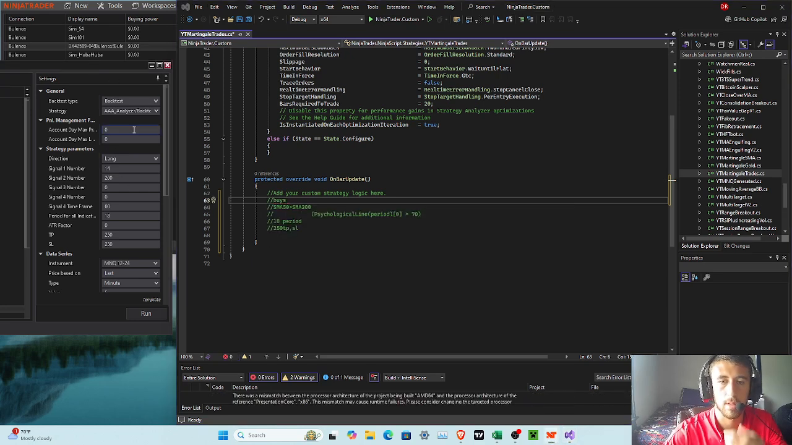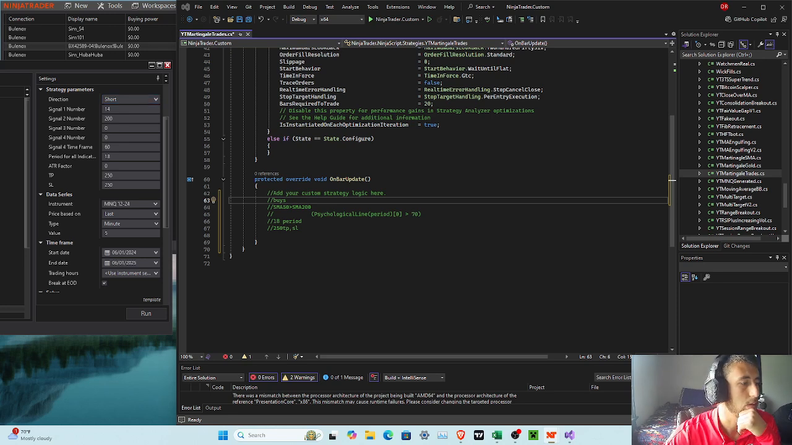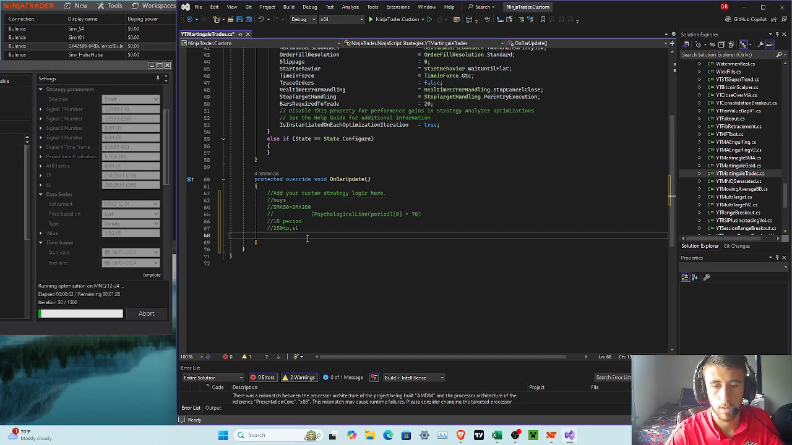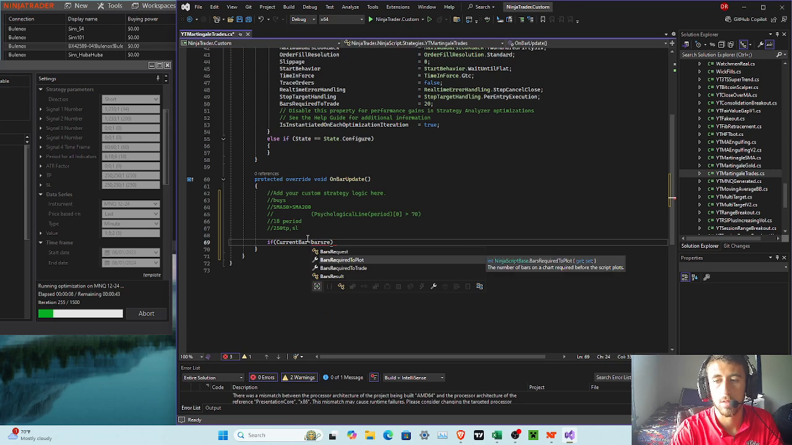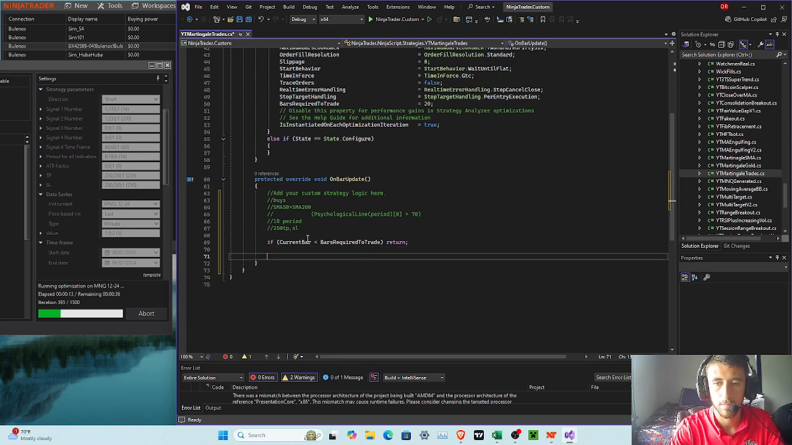Now we're going to run this same thing again, exactly the same, just looking for shorts now. The optimization, looking for shorts. All right, so we'll let that run, and we are going to start coding. So if current bars less than bars required to trade, then we return.